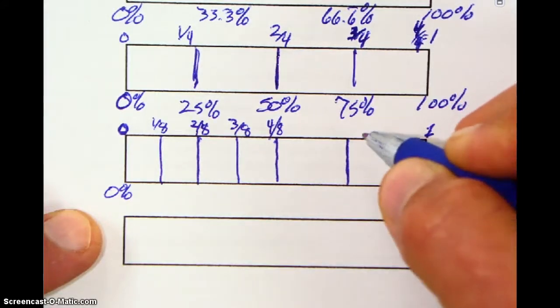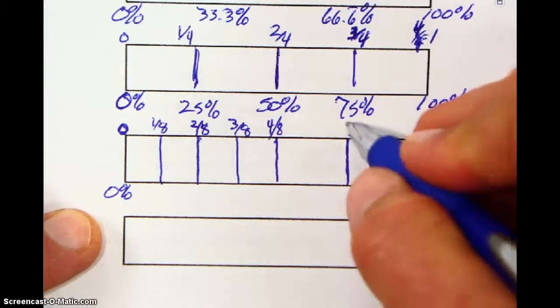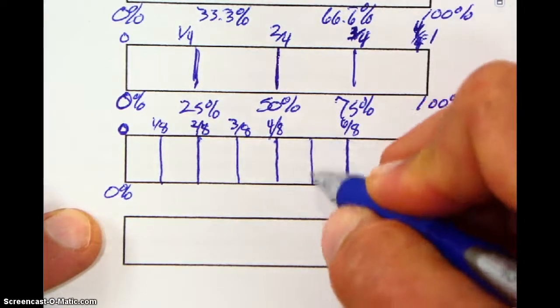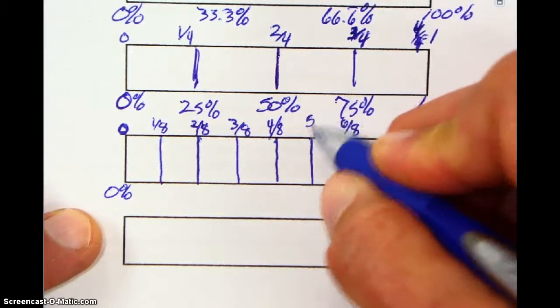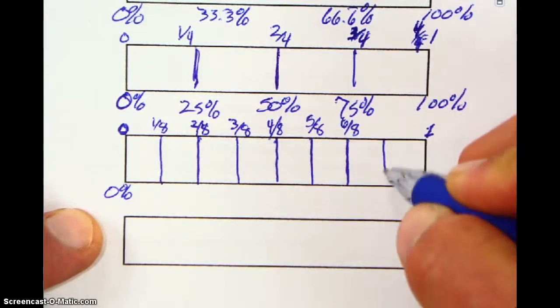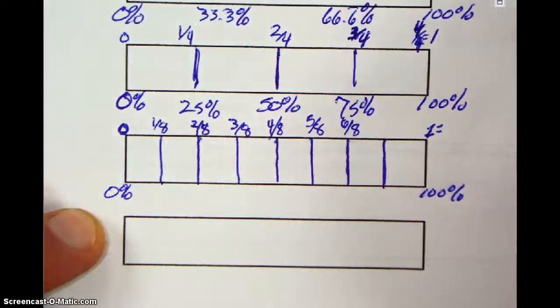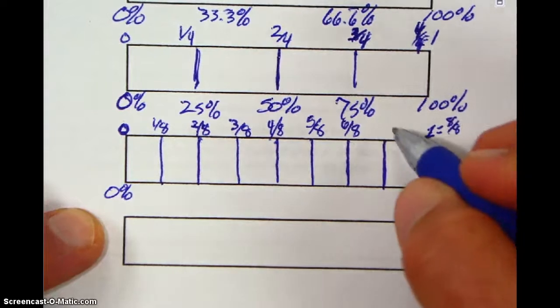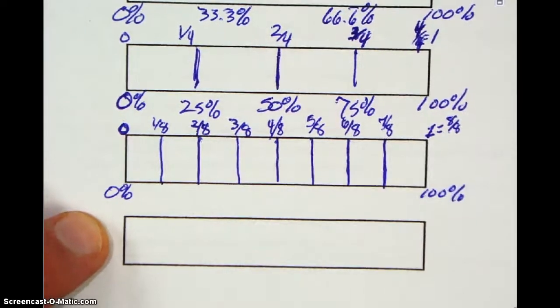Anybody? How many eighths would I have right here? Jalen? 6/8. Good. Okay, so if that's 4/8 and that's 6/8, how many eighths is here? 5/8. Good. And between 6/8 and one whole, how many eighths is one whole? 8/8. So what's in the middle right there? 7/8.